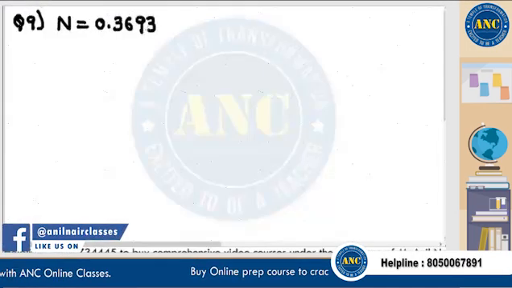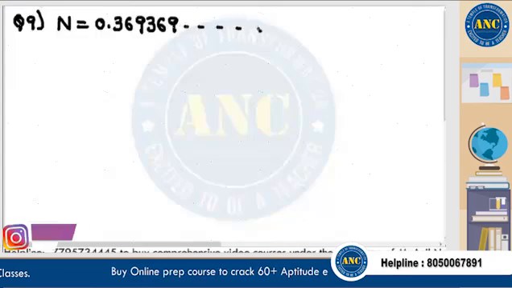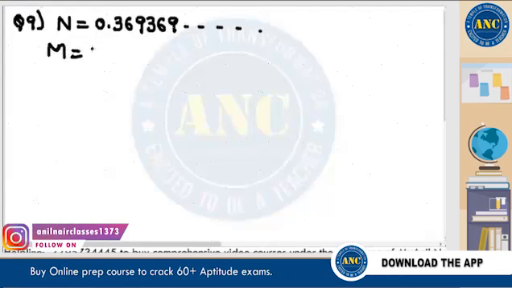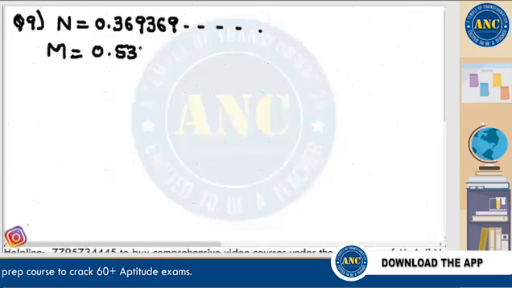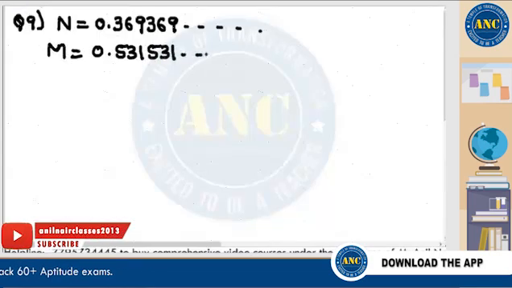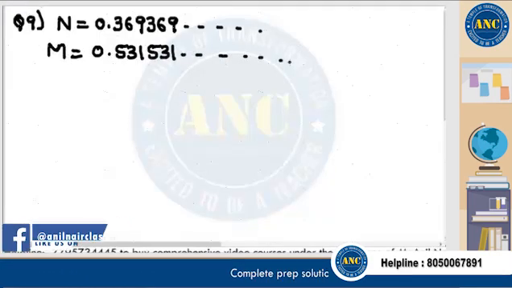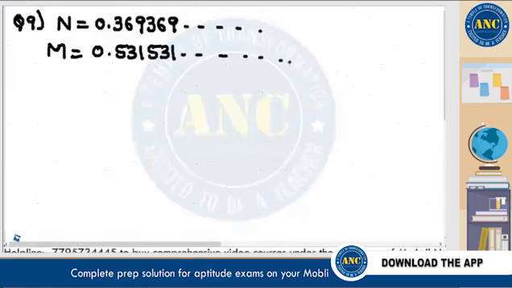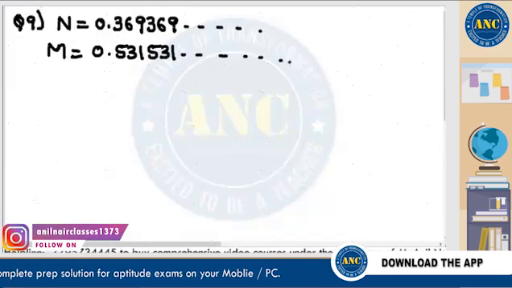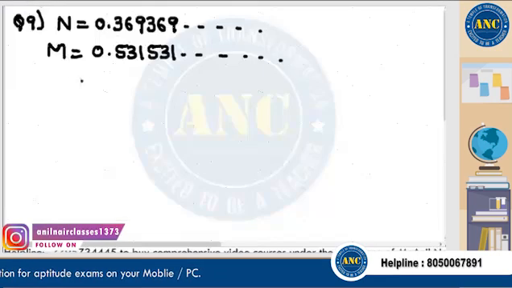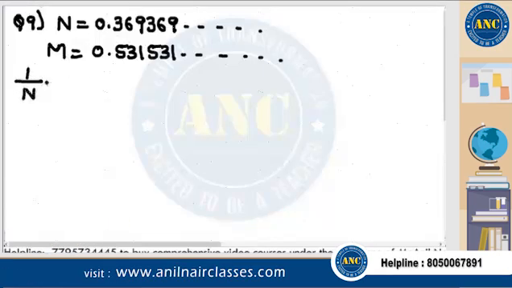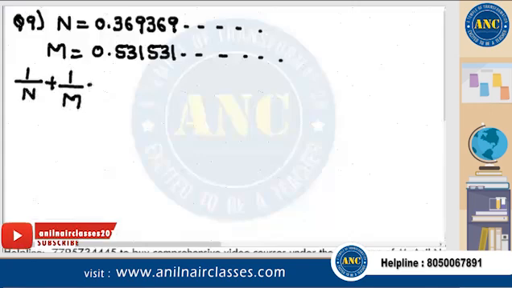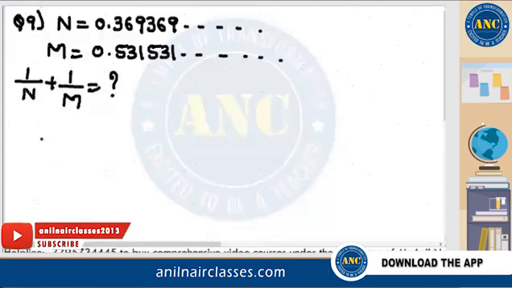0.369, 369, 369 is m, and n is 0.531, 531, 531, and so on. I hope it is clear. Find 1 by n plus 1 by m.